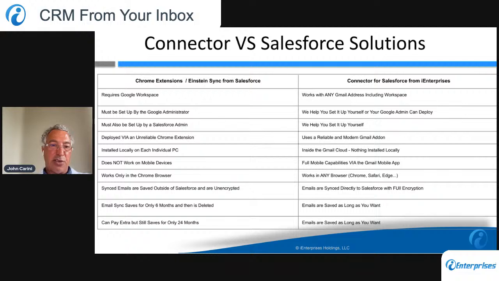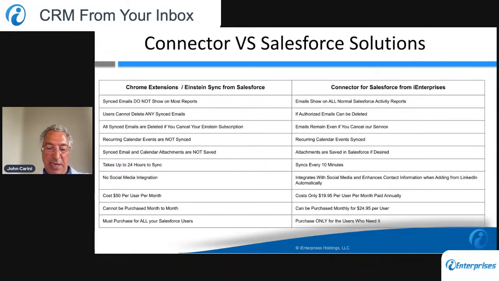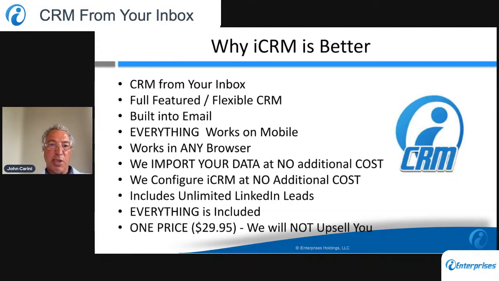They charge you extra for this. It only saves the emails for 12 months, unless you pay extra, and then, sorry, if you pay extra, they save it for 24 months. And then the data is stored on some Amazon AWS server, and it doesn't show on all the reports. Ours shows in the native email object, and in Salesforce it shows on all your reports and in all your history. Don't know why they don't fix that, but that's the current situation with Einstein.